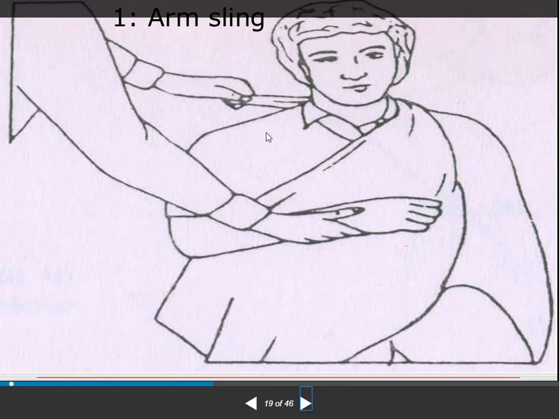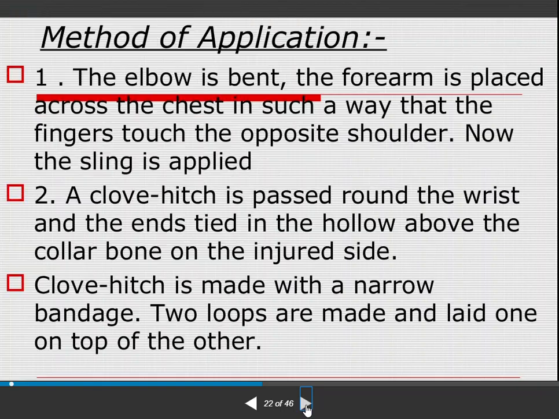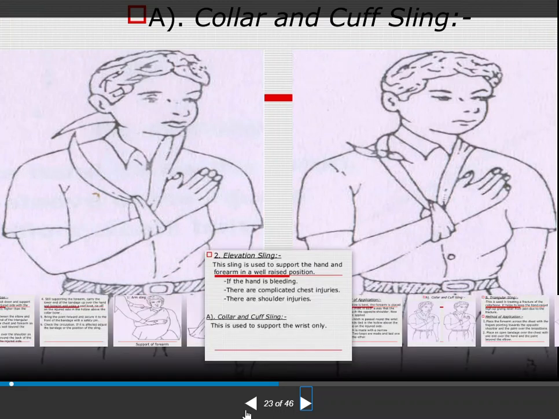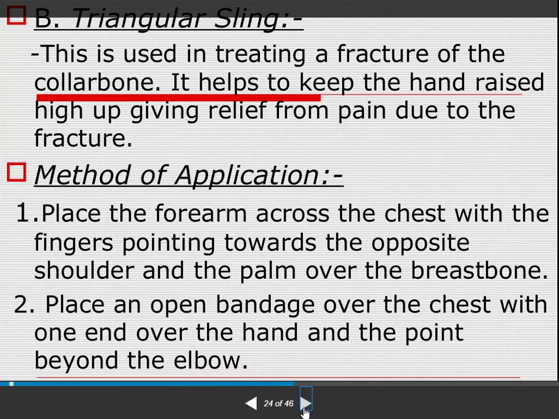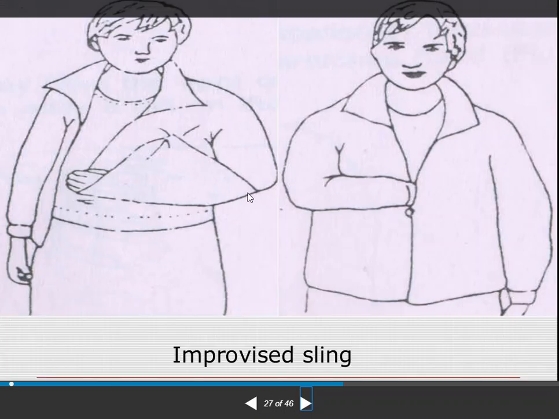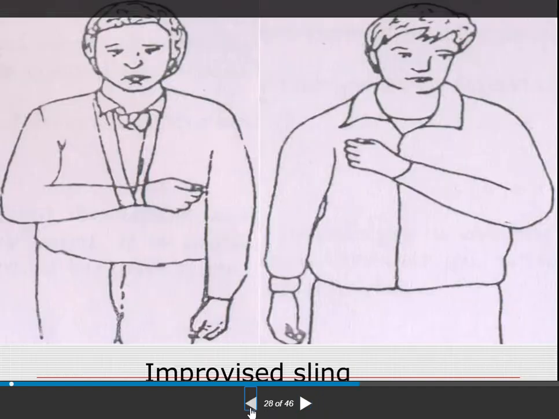That is the arm sling. Here you can see the diagram. They are used for upper arm and chest injuries. Second, the elevation sling. They are used to elevate the part. Means in this way the hand is to be elevated, so we can use the elevation sling. And last, we saw the improvised sling, which we can make with the help of available resources. Okay, so these are the types of slings.